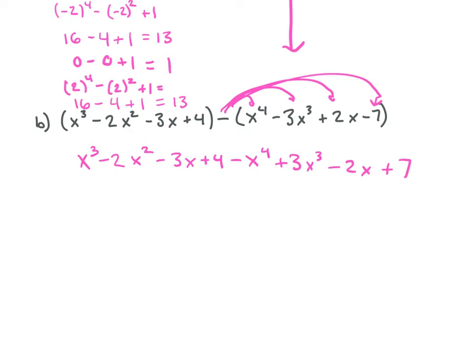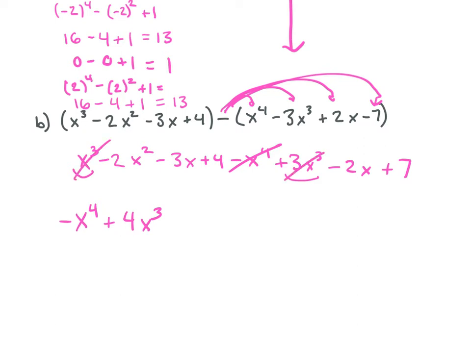Now we just combine like terms. So what do we start with? Well, since it's x to the 4th, you just drop it down. So negative x to the 4th. We can cross that out so we don't get it confused. We know we're done with x to the 4th. What comes next? x cubed. So we have x cubed plus 3x cubed plus 4x cubed. So plus 4x cubed. So we can cross those out.